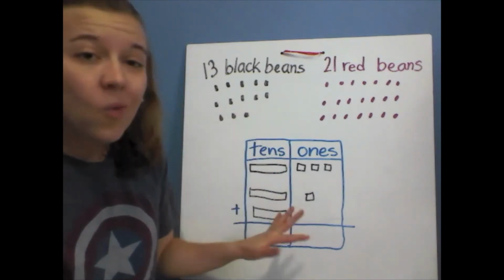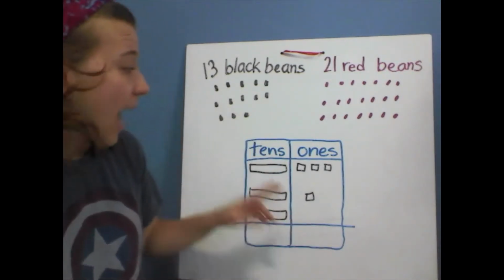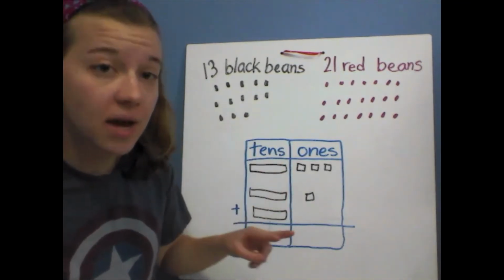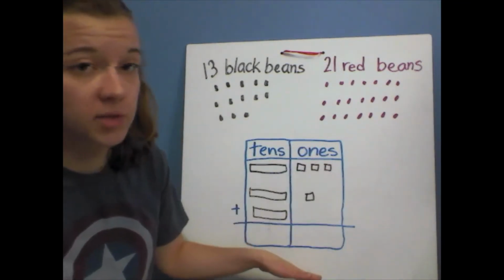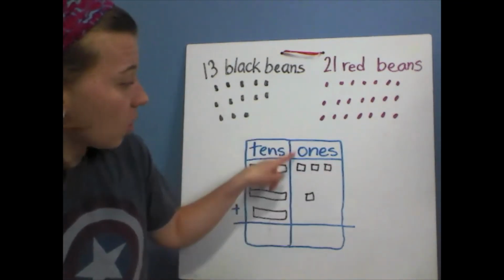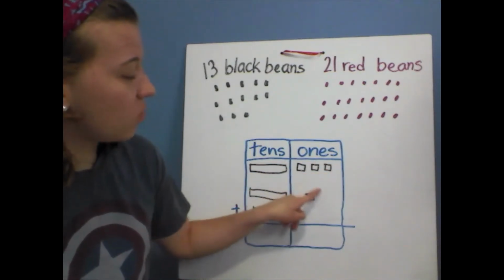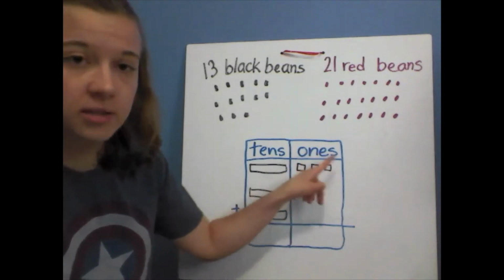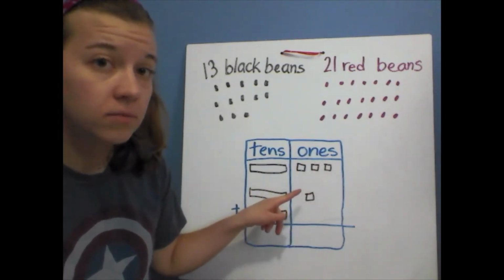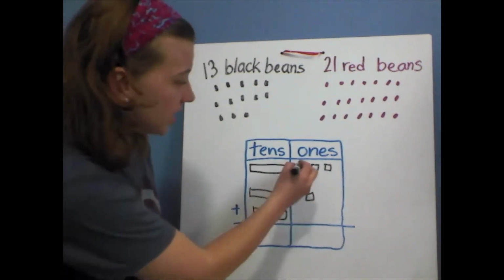So, we always start with the ones. When you are adding two-digit numbers, you always start by adding the ones place. Okay? So, we're going to look at the ones first. So, we had 3, added one more. So, how many ones do we have in all? 4, right? 1, 2, 3, 4.